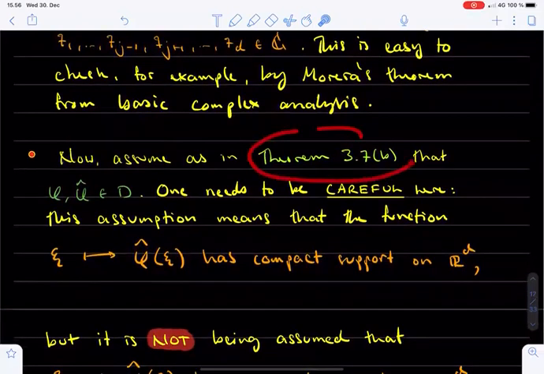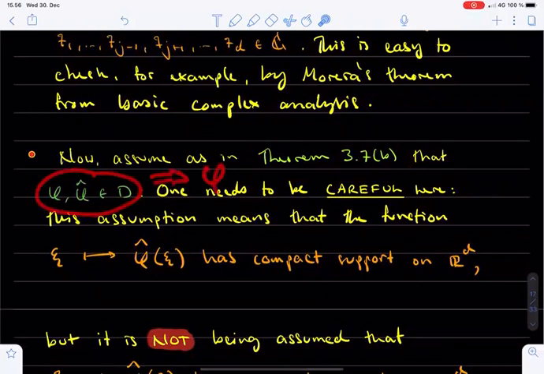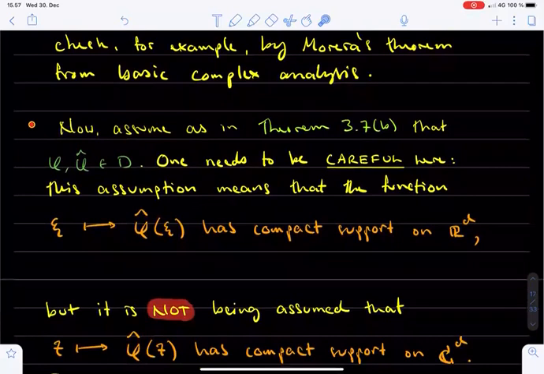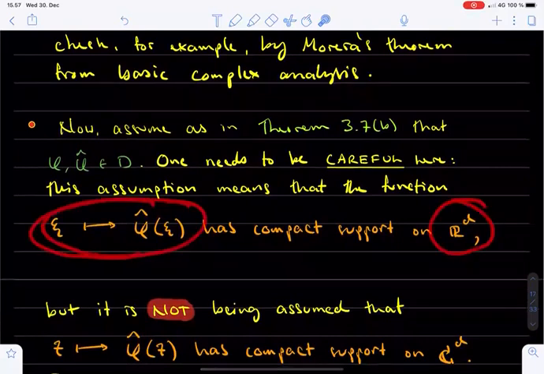Now let us prove theorem 3.7b, which stated that the only test function whose Fourier transform is also a test function is the zero function. Fix a test function phi on R^d and assume that also the Fourier transform hat phi is a test function. This means in particular that the support of hat phi is compact. One has to be quite careful what this assumption means. It means a priori that the Fourier transform defined on R^d has compact support.